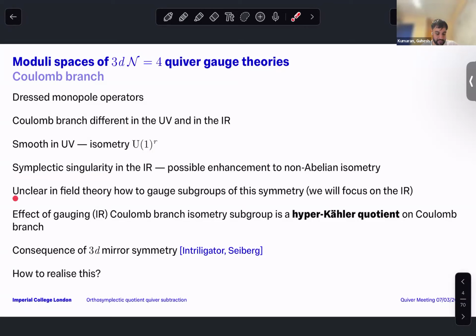Now, unlike in the flavor symmetry case, it's unclear how I would gauge subgroups of this symmetry in field theory. And I'll further stipulate that we focus on the infrared. Nevertheless, it turns out that gauging this subgroup is also a hyper-Kähler quotient, and there's a nice way you can see this with 3D mirror symmetry.